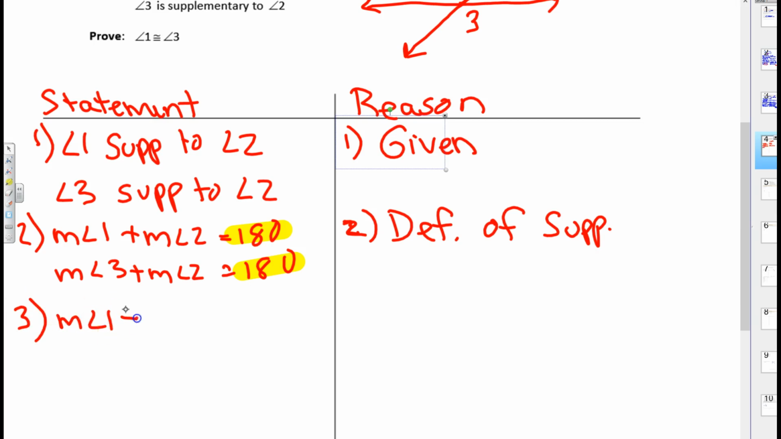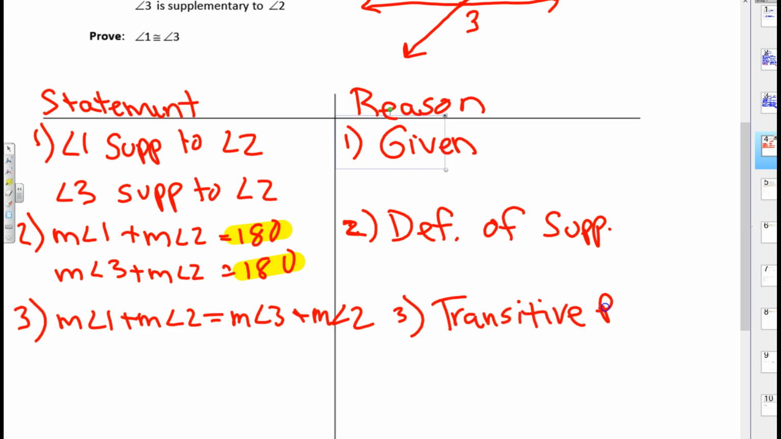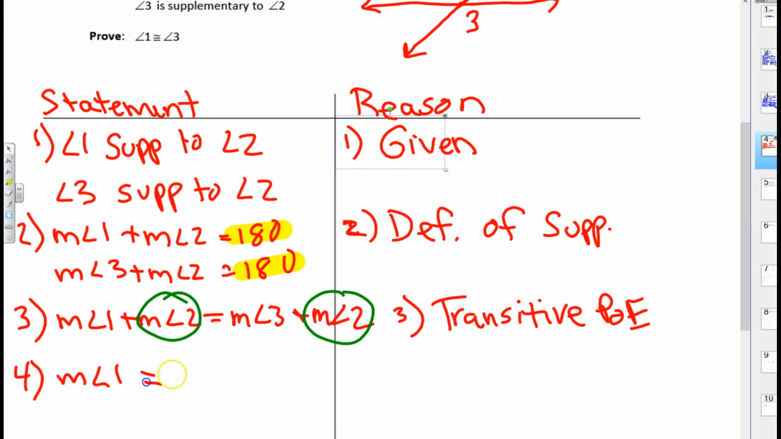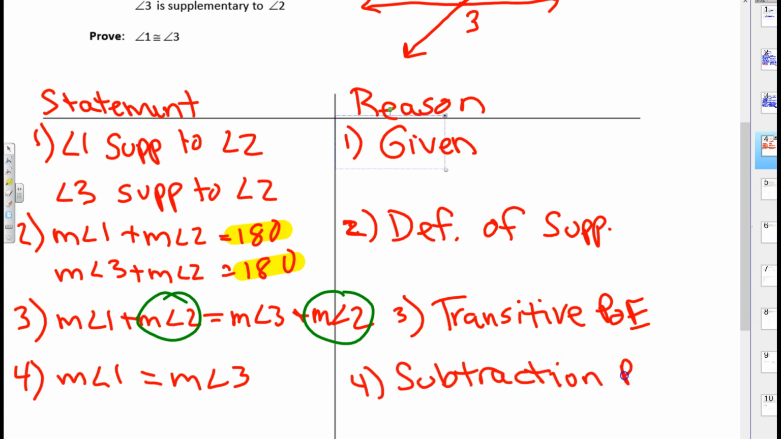So now I can say measure of angle 1 plus measure of angle 2 equals measure of angle 3 plus the measure of angle 2. And I'm able to say that, again, by the transitive property of equality. And now you've got this great situation where you've got measure of angle 2 on both sides. That allows you to subtract it off, leaving measure of angle 1 equal to the measure of angle 3. And so by subtraction, again, we never shorten the word subtraction or substitution. Subtraction property of equality.